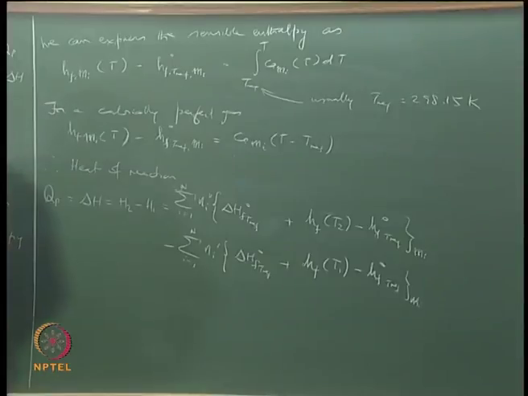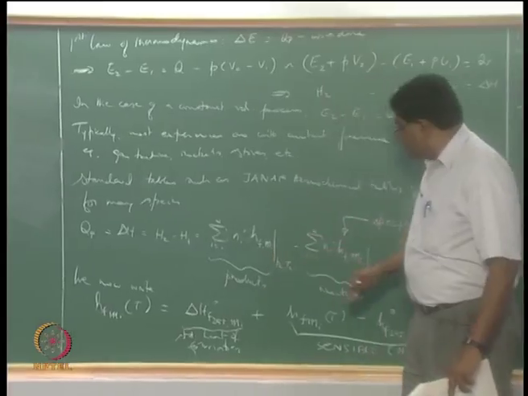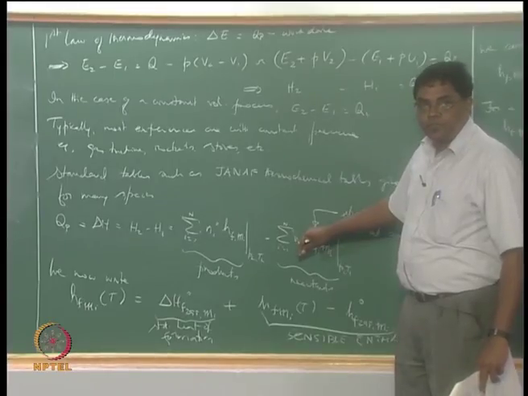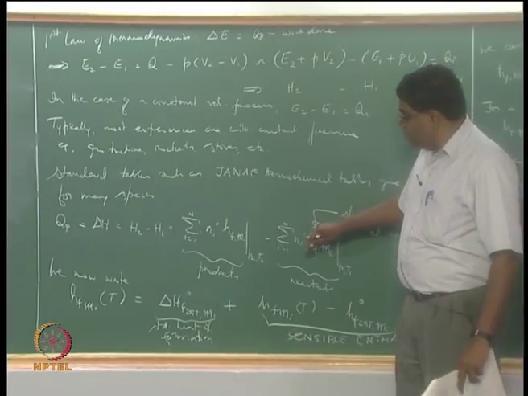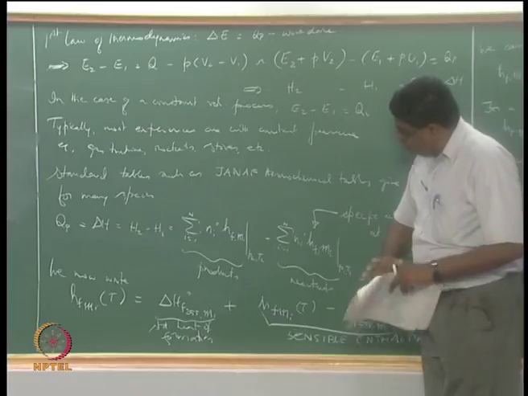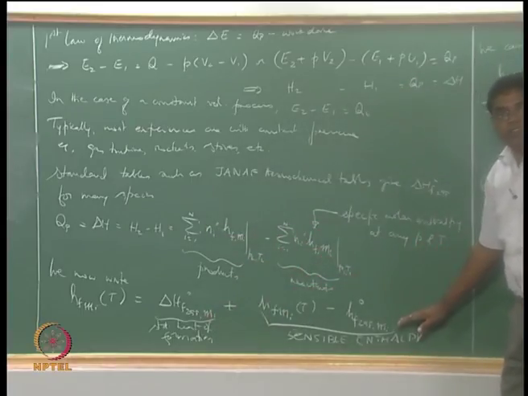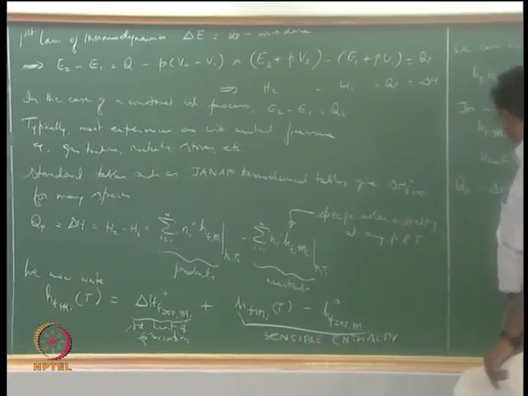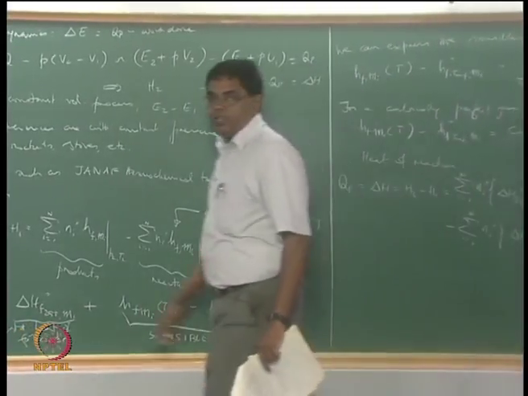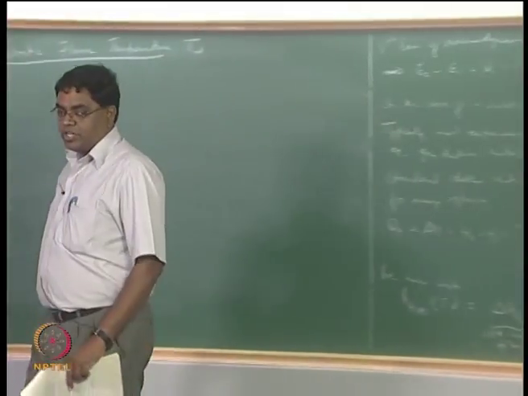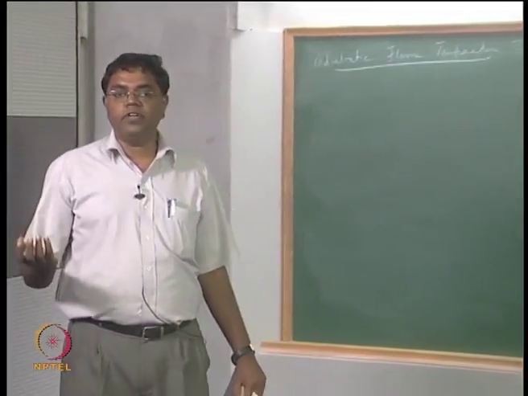So if you are given the Ni double primes and the Ni single primes, and the standard heat of formation and the sensible enthalpies, you could in principle find out the QP. But what's the situation here? What are we looking for? What are we trying to find out?